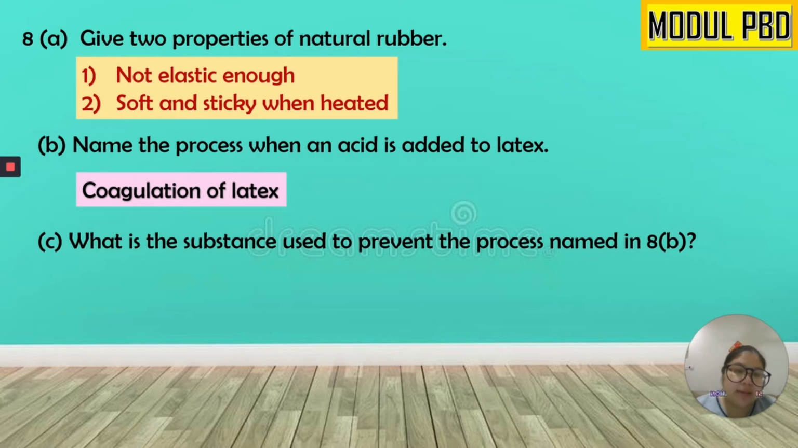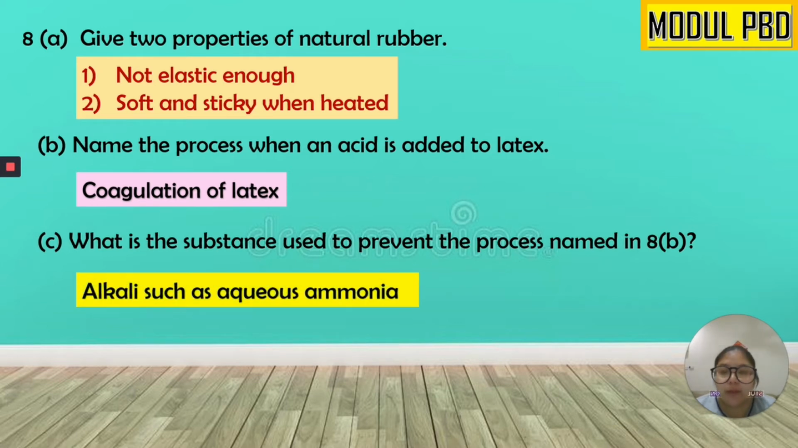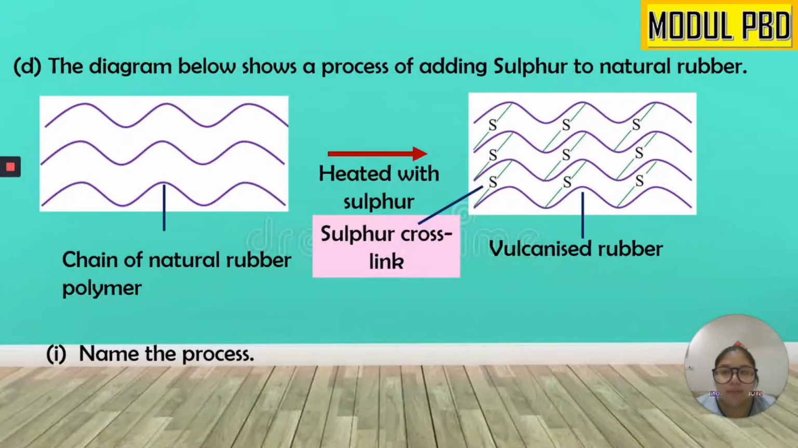Okay, when you just add the acid, you find the latex will become solid. The liquid becomes solid. Then after that, it becomes sticky. Okay, then we see what substance we use to prevent this process. So we need to add alkaline. That means it keeps the latex from coagulating, and from solid it will change back to liquid. So the process is you need to add alkaline, such as ammonia.